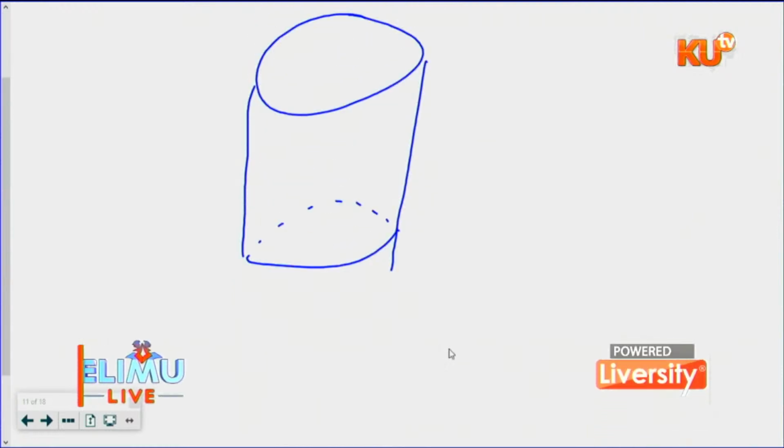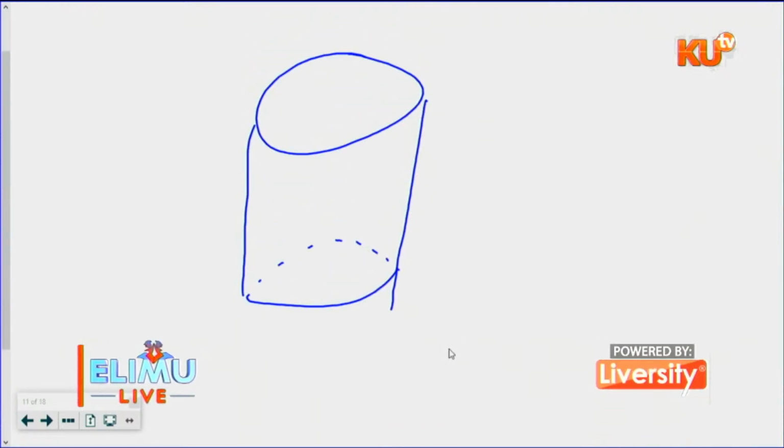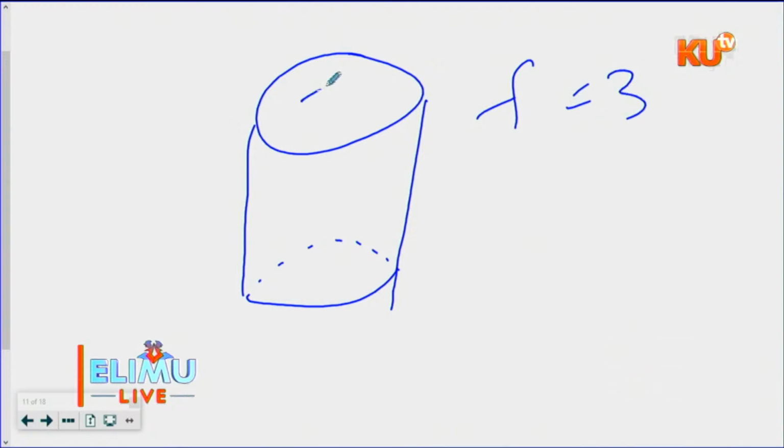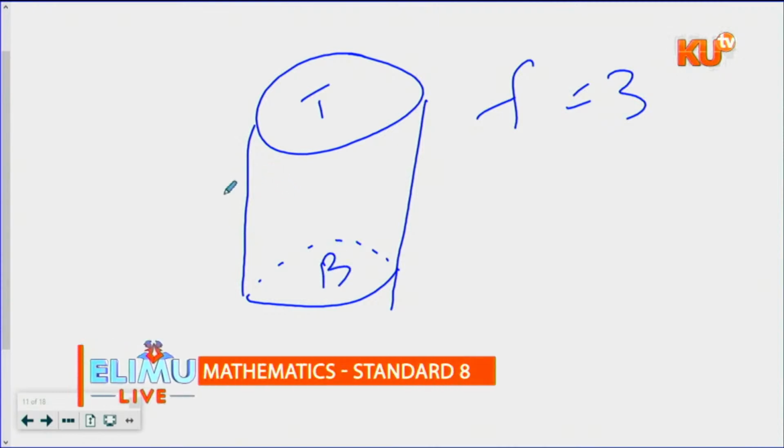This is a diagram of a cylinder. Now, how many faces do we have? In this cylinder, we'll talk of 3 faces. If it is closed, we have the top, the bottom, and then the curved part. This is a face on its own.